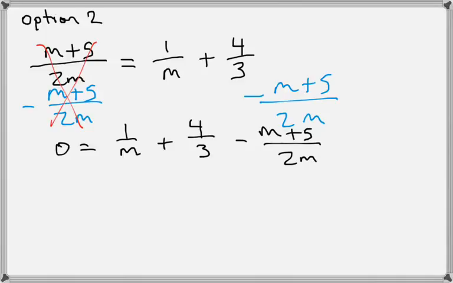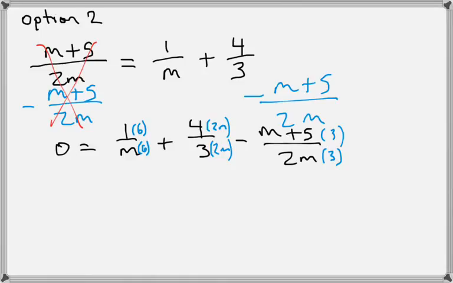Now we need to go ahead and combine all three of those fractions into one fraction. So again, we need to find our common denominator. The common denominator among all three of these is going to be 6m. So I would need to multiply this first one top and bottom by 6, the second one top and bottom by 2m, and this third one top and bottom by 3.